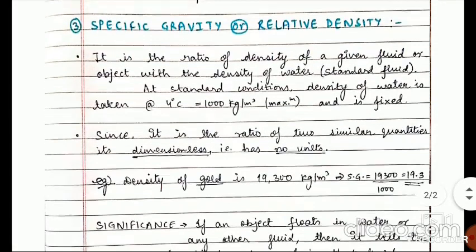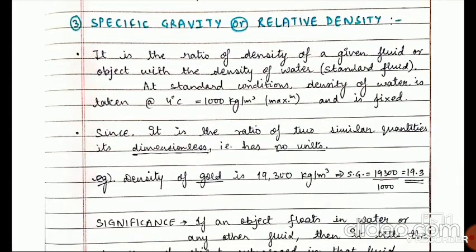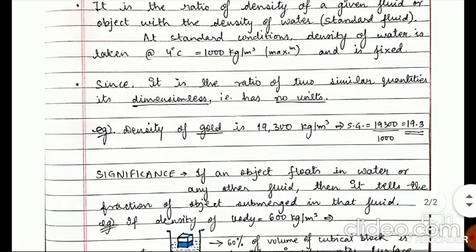Now coming over to the final and last property, which is the specific gravity, and it is also called relative density. It is the ratio of density of a given fluid or an object with respect to the density of water, which is considered to be a standard fluid with its density 1000 kg per meter cube at 4 degrees Celsius, and it is maximum at that temperature. Since it is simply the ratio of two similar quantities, it is dimensionless and has no units.